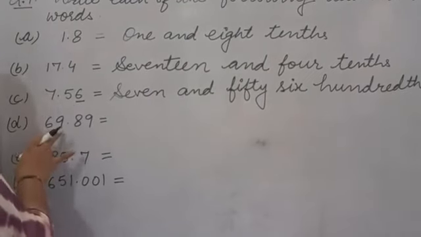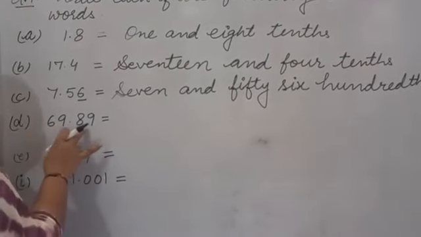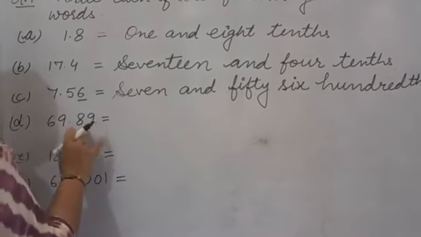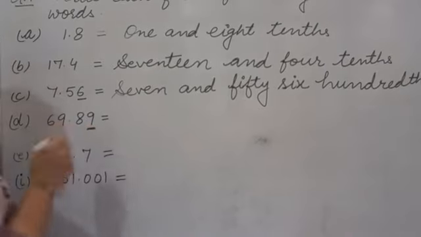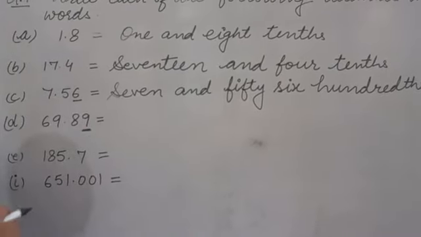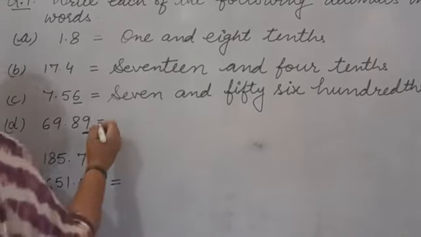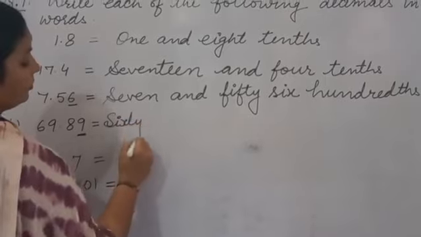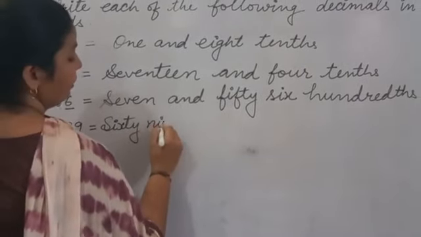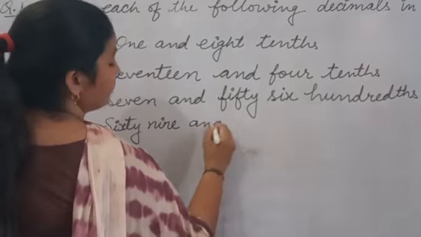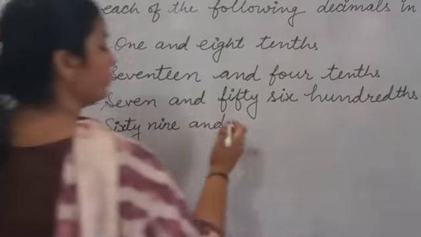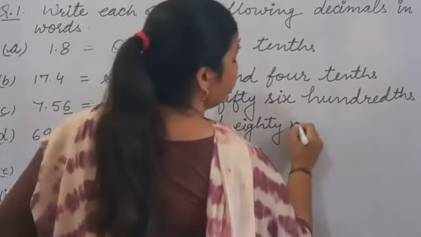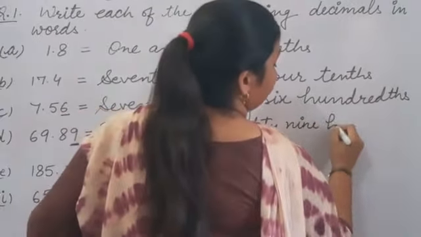Next is the D part, 69.89. How will we say it? 69 and 89. Again, this is the hundredths place. The last one is hundredths. So 89 hundredths. So right here, 69 and 89 hundredths.